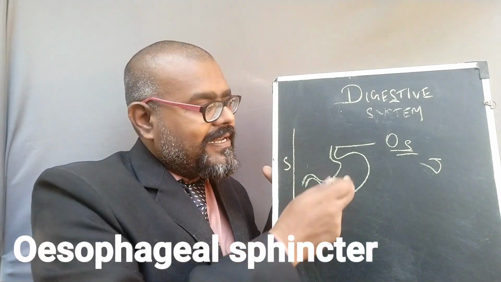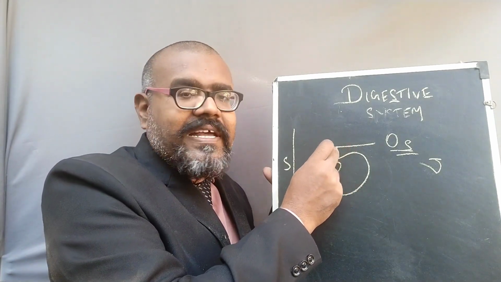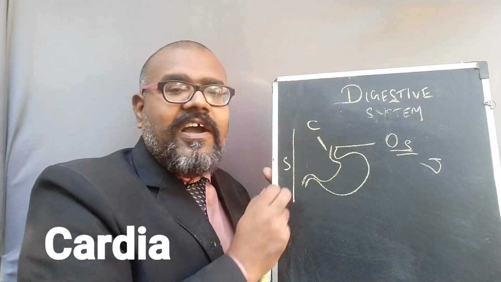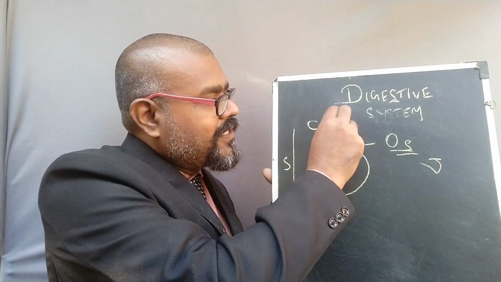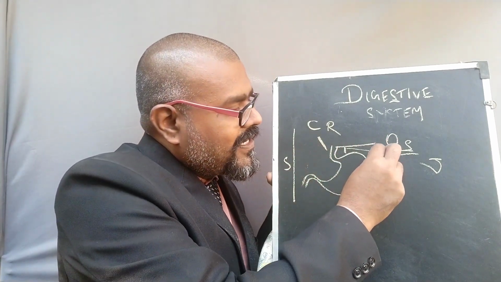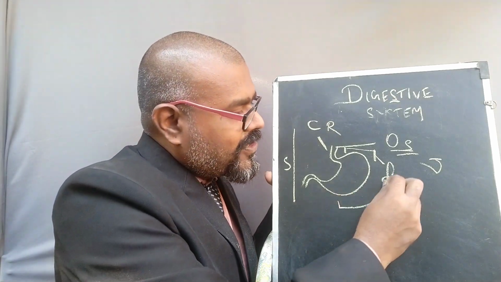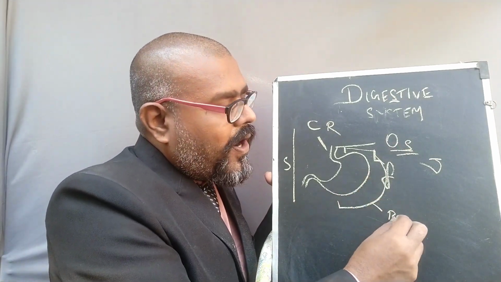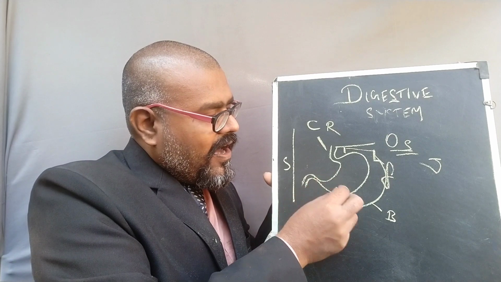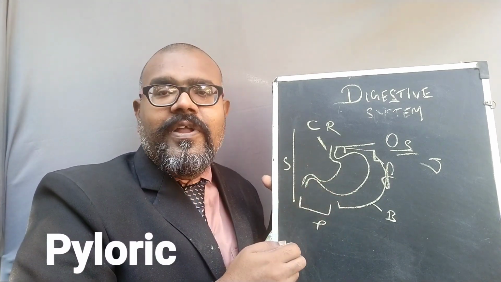Esophageal sphincter muscle. The portion next to the esophageal sphincter is called the cardia region of the stomach. Then this bulging portion is called the fundus of the stomach. Then this portion is called the body of the stomach. And after the body of the stomach, all these regions are called the pyloric region.